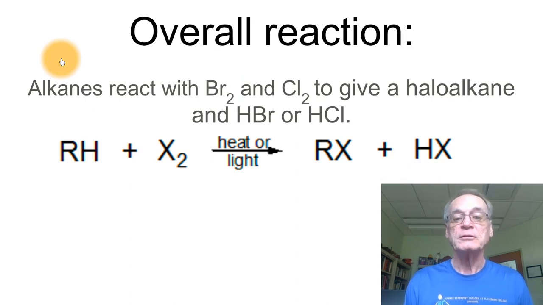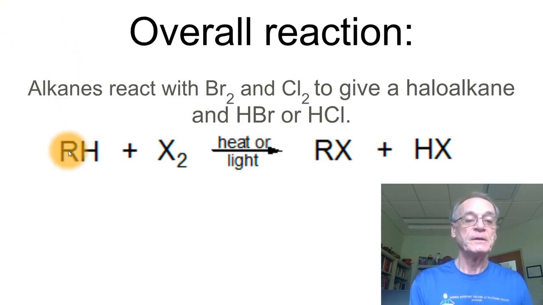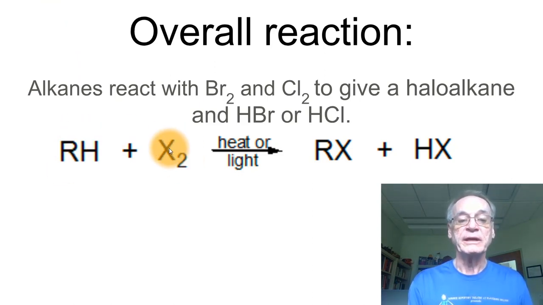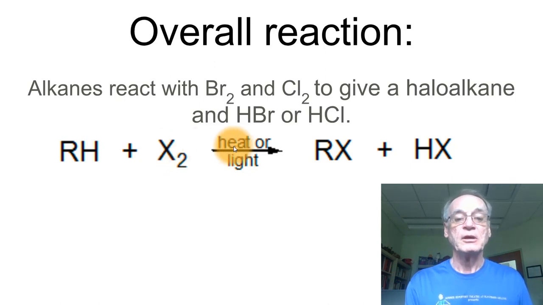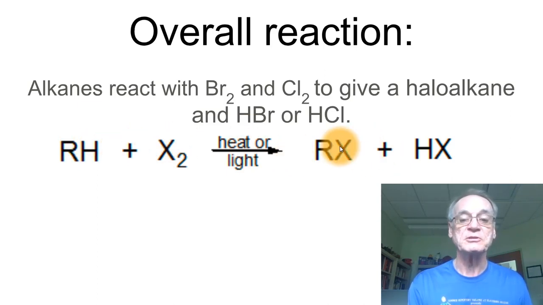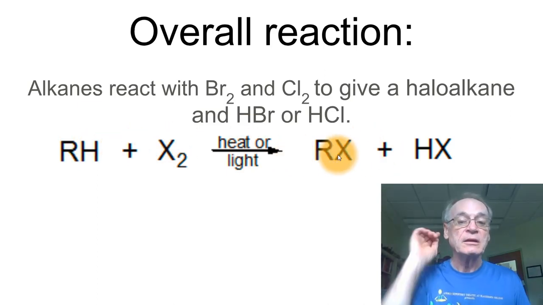Alkanes react with bromine and chlorine, that's the element bromine, Br2, or the element chlorine, Cl2, to give a haloalkane, and also produces HBr or HCl. So here's the overall reaction, starting with an alkane, and this is just an alkyl group with a hydrogen. It reacts with the halogen molecule, the X2, that's Br2 or Cl2. You always have to put in a little bit of heat or light to get the reaction started, and then 1 hydrogen on each molecule gets replaced to produce an alkyl halide.